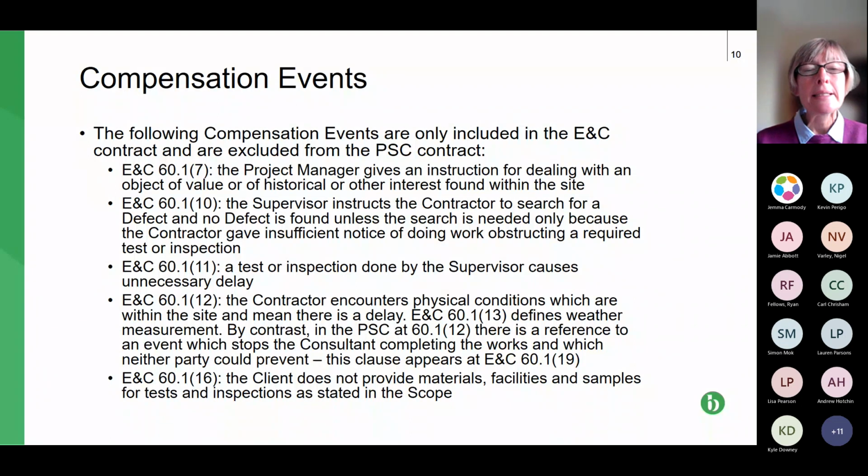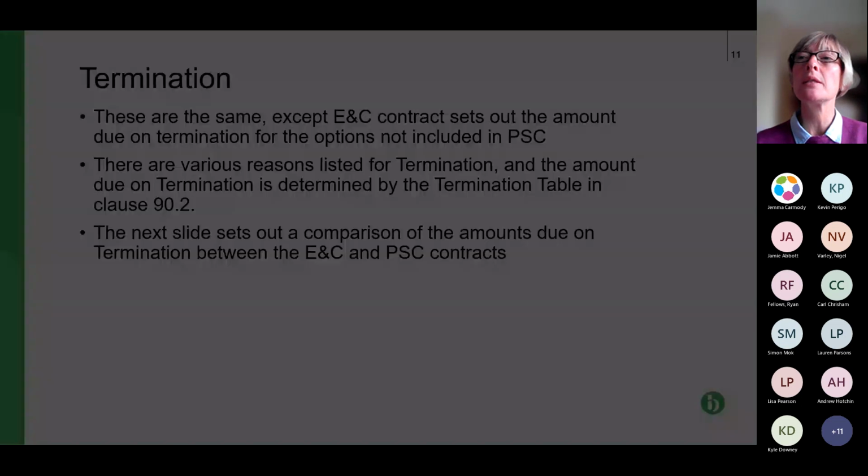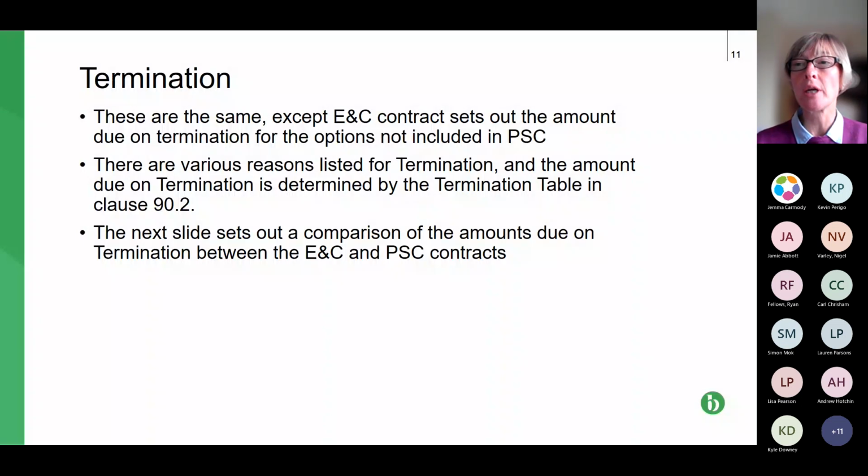Next one is compensation event 16. So it's the final bullet point on the slide. This is just in the engineering and construction contract. So where the client, the employer, doesn't provide certain materials, facilities or samples that the scope states that it was going to provide for the contractor to carry out tests and inspections. So again, pretty obvious why that wouldn't be included in the professional services contract.